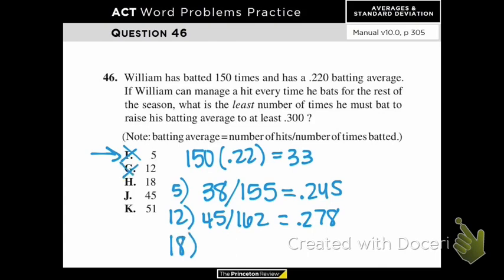Okay, using the same strategy, I'll try 18. Take the 33, add 18, so he's up to 51 hits. Take the 150, add 18, that's 168, and divide. Yep, I get .304, so that does get me up to .300. So that's the lowest number, the least number of times that he must bat to raise his batting average to at least .300.